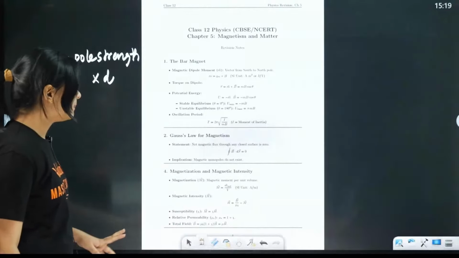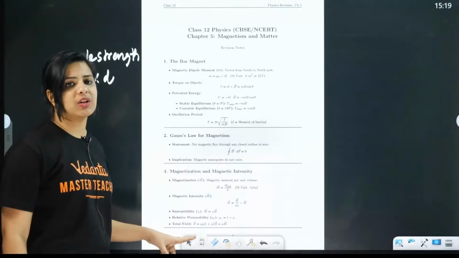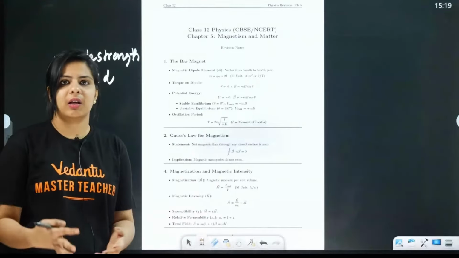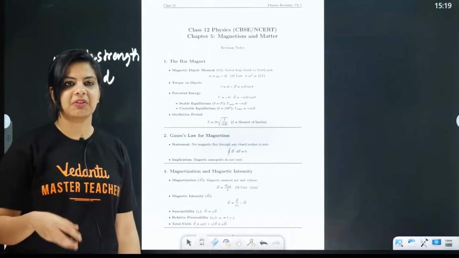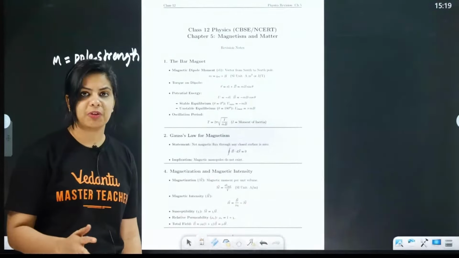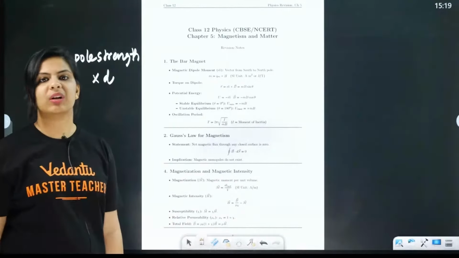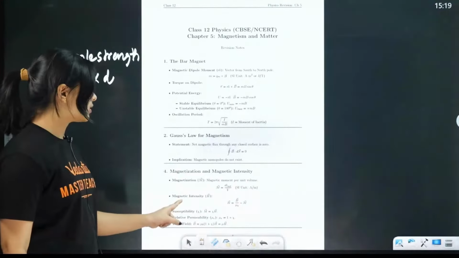This is Gauss's law. Next, you should study these equations very well, because they are going to be asked directly. Nobody is going to ask you some difficult or confusing question from it. At least you should know the equation. You can do all the questions here easily. Okay? So, magnetization.